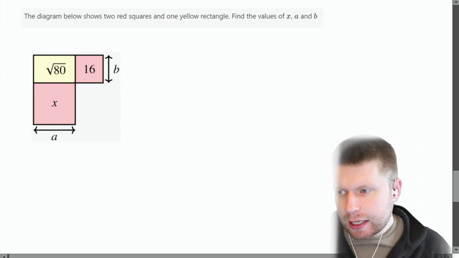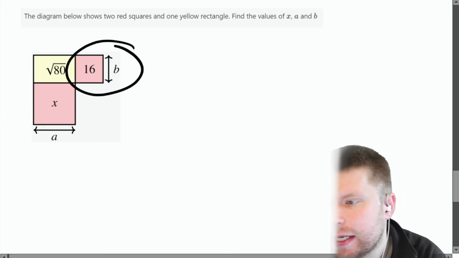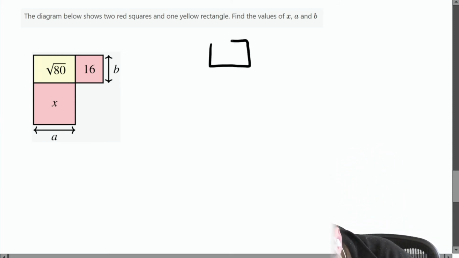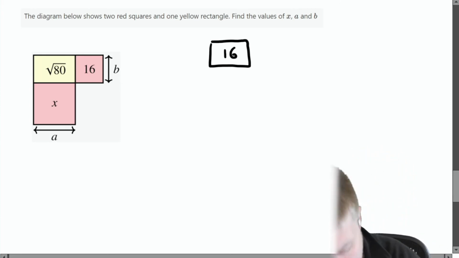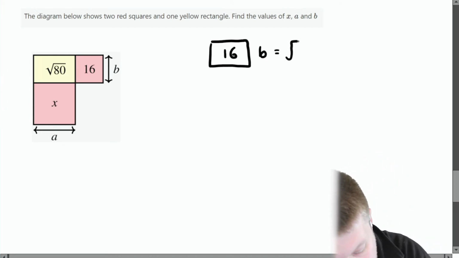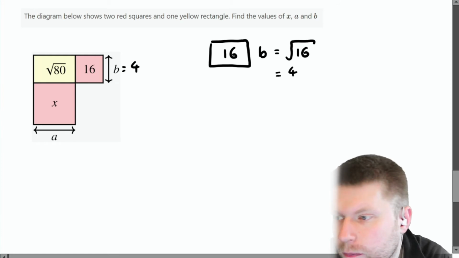All right, so first of all, I think we can read off directly what b must be equal to. Because if you remember, if I have a square with an area of 16, in order to find the side length of that square, which in this case is b, I can just do that by taking the square root of the area. So the square root of 16 is just equal to 4. So actually I can write here that b must be equal to 4.